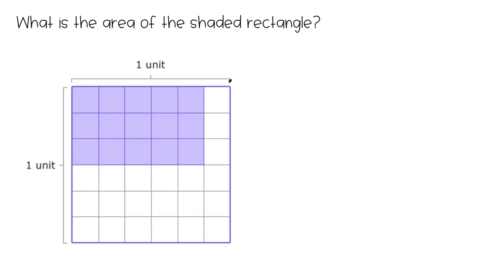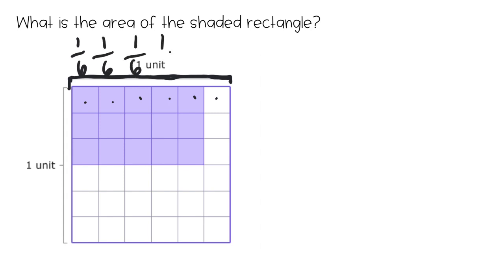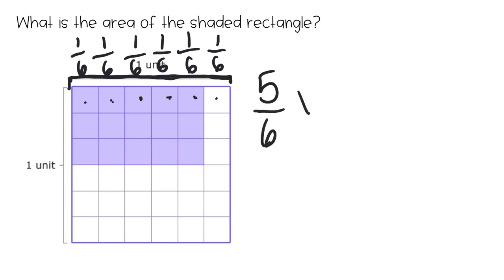Let's first look at our side. This is one unit. How many pieces are there? 1, 2, 3, 4, 5, 6. So this whole right here is split into 6 pieces. So each of these is 1/6. Even this white one would be 1/6, but we're only looking at the purple. If we look at the purple, we have 1/6, 2/6, 3/6, 4/6, 5/6. So we have 5/6. We're finding the area, so we're multiplying.